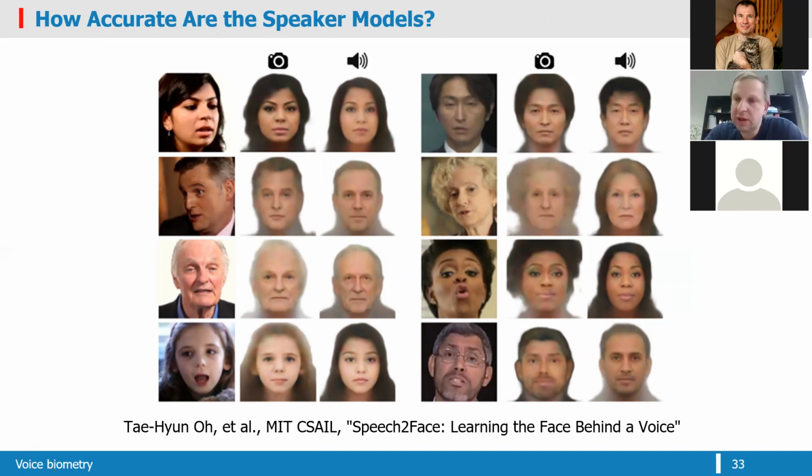I'm getting a question: what is the error rate of such a system? Is it good enough or not? So I like this image. Basically, the MIT guys trained a speaker ID system to get a speaker model, but then they used a neural network to transform the speaker model to a face model and reconstruct the faces. In the first column, there is the original picture, then there are reconstructions from the speaker model. You can see that the speaker model contains quite a lot of information. You can clearly recognize if it is male or female, what is the age, and so on.